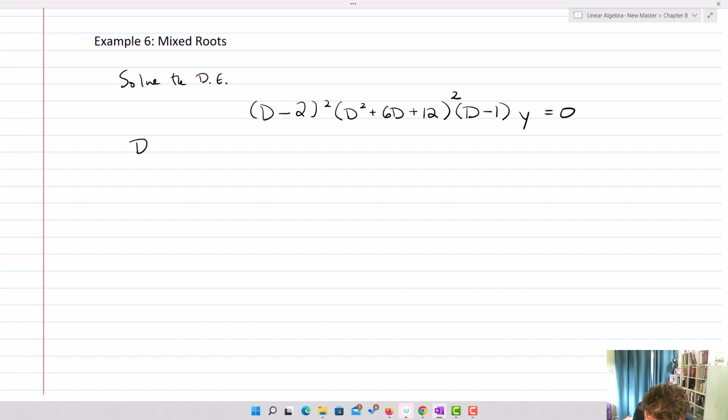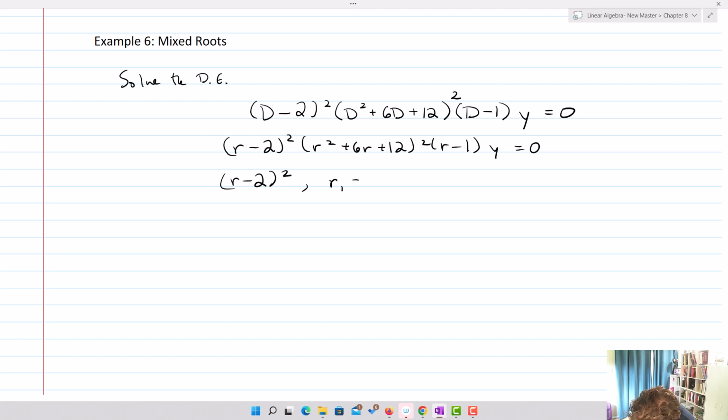So first, we've got (D minus 2) squared. Let's rewrite this as our auxiliary equation: (r minus 2) squared times (r squared plus 6r plus 12) squared times (r minus 1) equal to 0. So if I look here, I'm going to have (r minus 2) squared. We'll let r1 equal 2, and it's got a multiplicity of 2. We'll have the (r minus 1), that's going to give me r2 equal to 1.